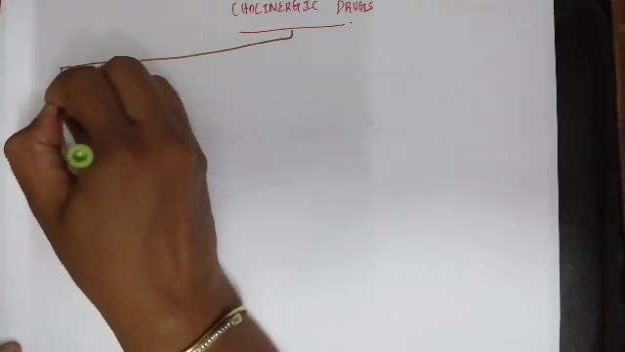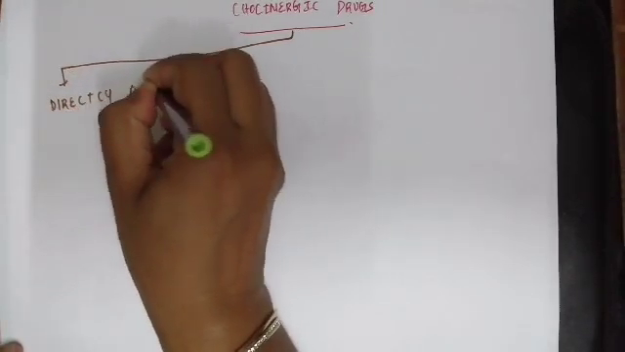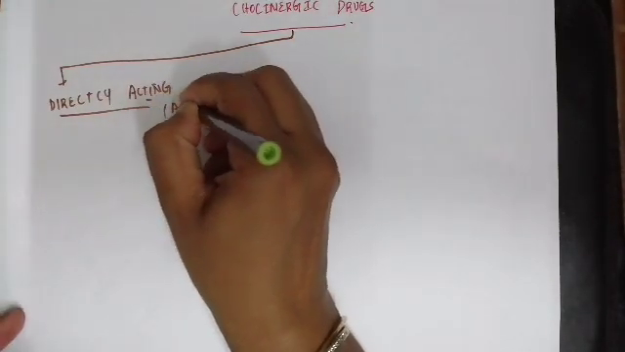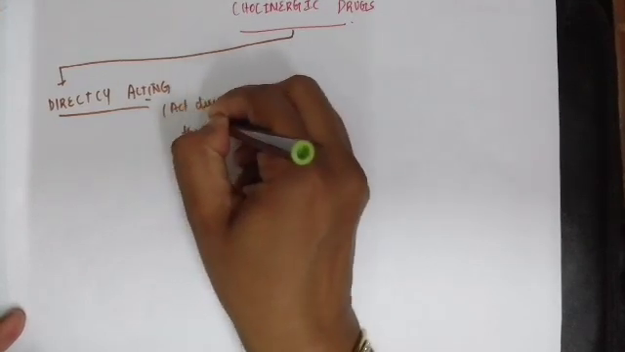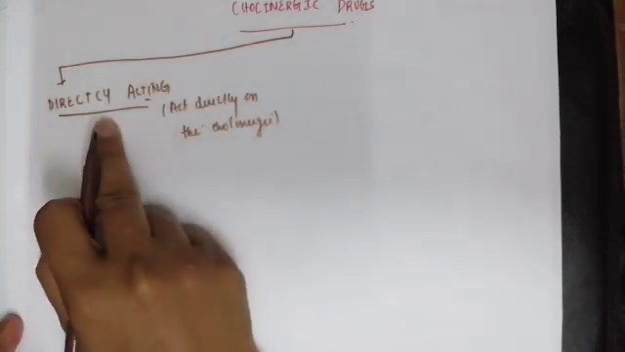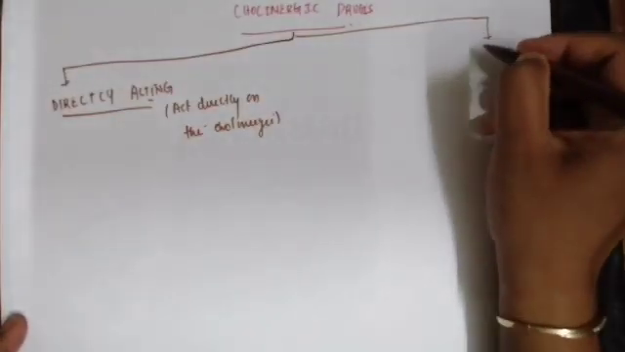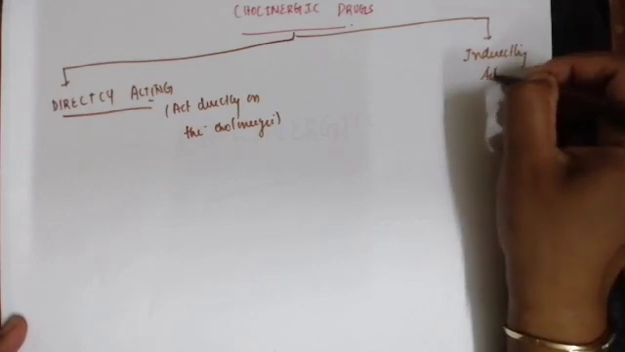So it can be divided into directly acting drugs. What will these directly acting drugs do? Like the cholinergic neurotransmitter acetylcholine, they will act directly on the cholinergic receptor and produce a cholinergic effect. That is why it is known as a directly acting cholinergic drug. Or it can be an indirectly acting cholinergic drug. So what is the indirect action?